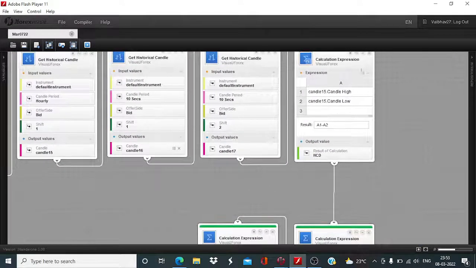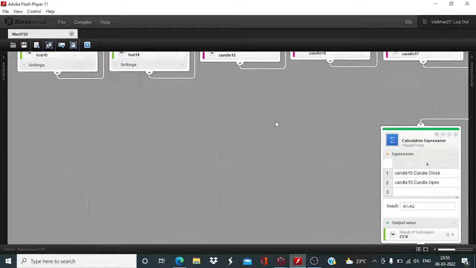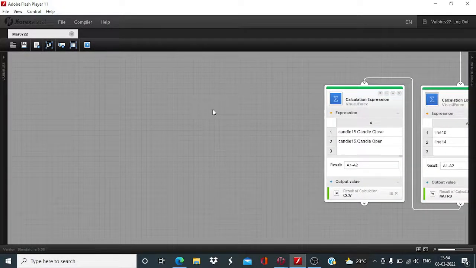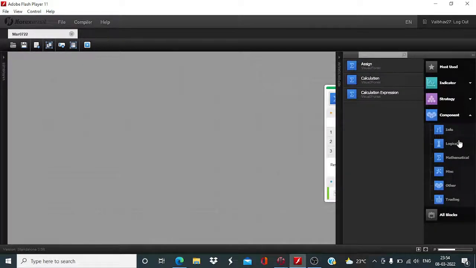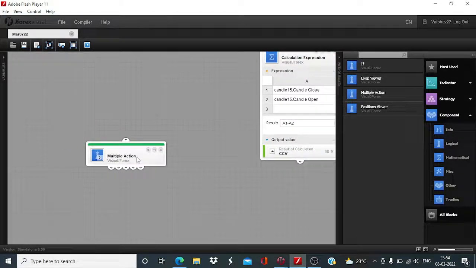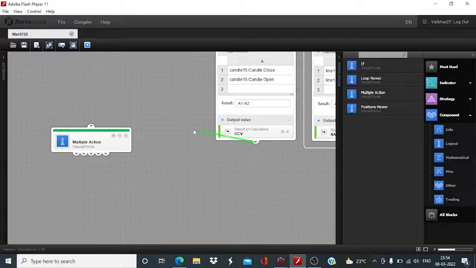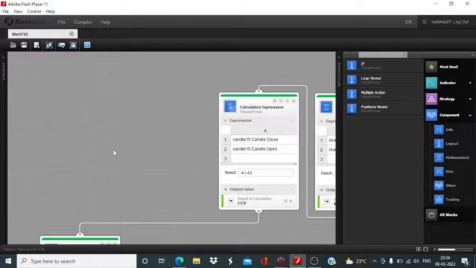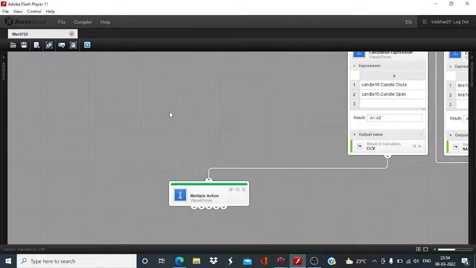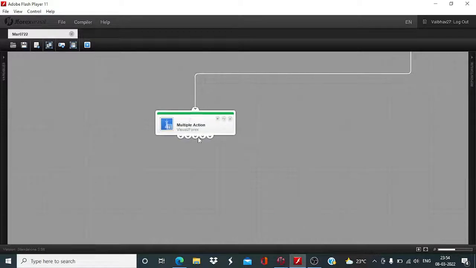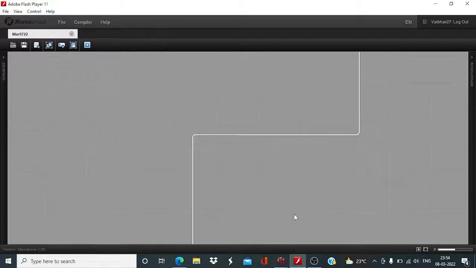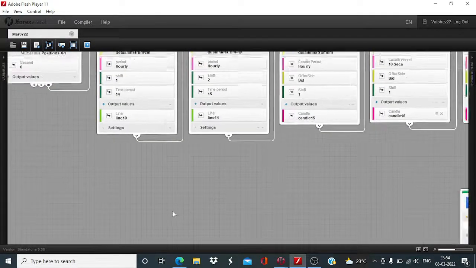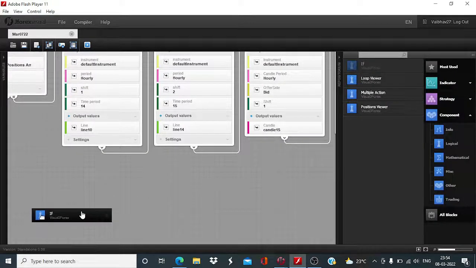Now that we have these values calculated, we can start with adding the conditions for the execution of the trade. For that, logical components will be needed. I will bring in the multiple action. For the time being, I will join it to this calculation expression block, but later on, as the need arises, we will have to disconnect it and add a few more blocks. So we'll do it whenever required. Okay, now we need if else statements.